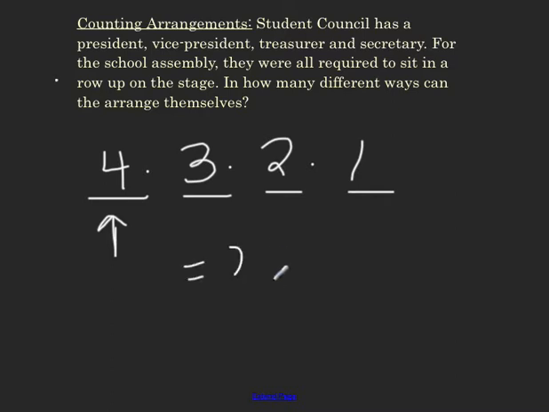Which is 24. So there's 24 different ways that they could sit up front. I do want you labeling all of these problems as they are word problems. Okay, so let's take a look, and you guys may not even know this, but what you guys just did was a factorial. So let's go ahead and talk about what a factorial is.